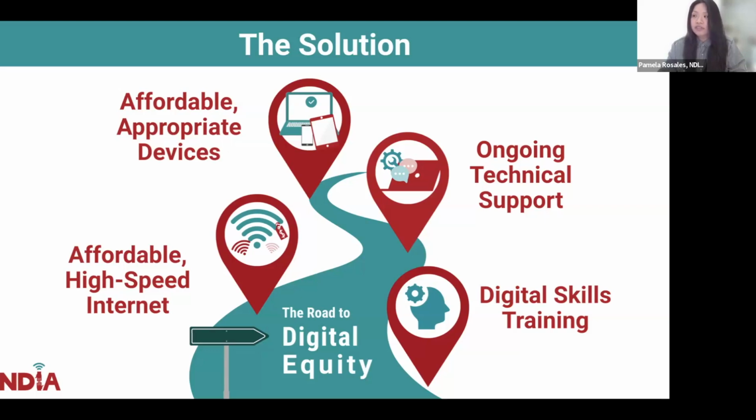And next up, we have the solution. So this is kind of the road to digital equity, hitting all of these different prongs. We see that every type of community has certain needs. Some might be more heightened than others, but these are the different ways that we achieve digital equity. So making sure that we have affordable high-speed internet, affordable appropriate devices, digital skills training, and tech support.